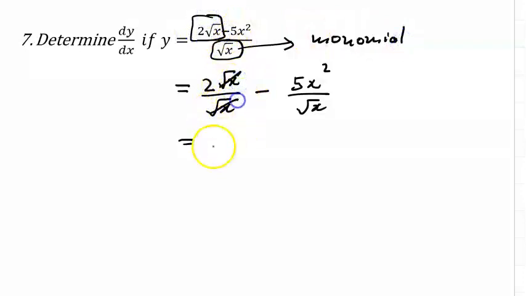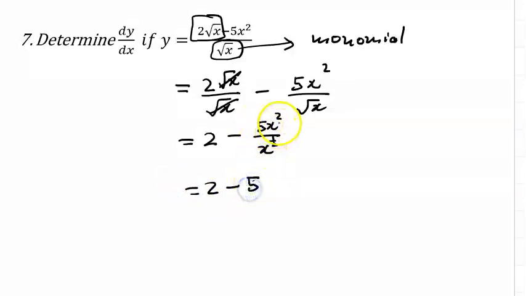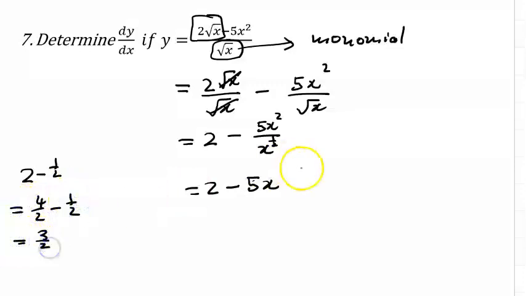So root x and root x cancel, so we're left with 2 minus 5x squared over x to the half, which is equal to 2 minus 5, x to the 2 minus half, because remember these exponents here. So 2 minus half equals 4 over 2 minus 1 over 2, and that's equal to 3 over 2. So you'll be left with 3 over 2. Of course, you can use your calculator for fractions, but as you can see, there is no need to.